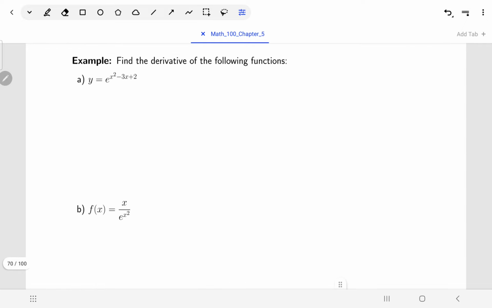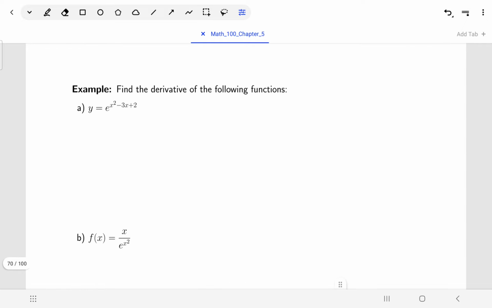Okay, so now let's use this and let's find some derivatives. For the first one, fairly straight ahead, I've got y as an exponential function, e to the power of, and so for the derivative of it, I would just say, well, that would be e to the power of, and then multiplied by the derivative of the power.